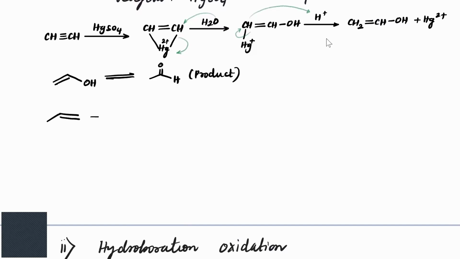In case you have a substituted group here, and then we are treating that with HgSO4 with dilute H2SO4, in that case ketone will be formed at the center of it like this. This is the keto formation. Got it?